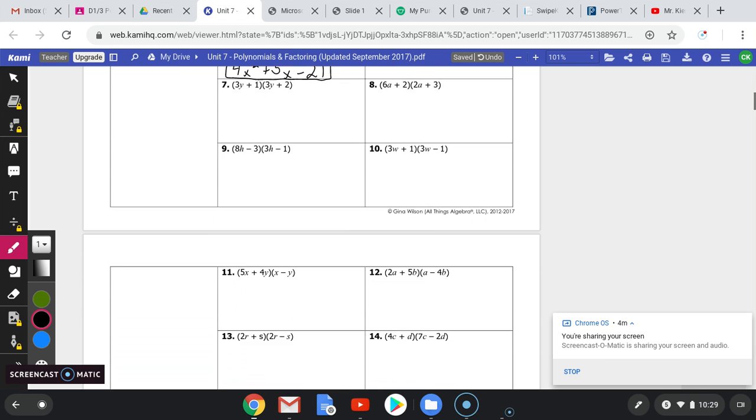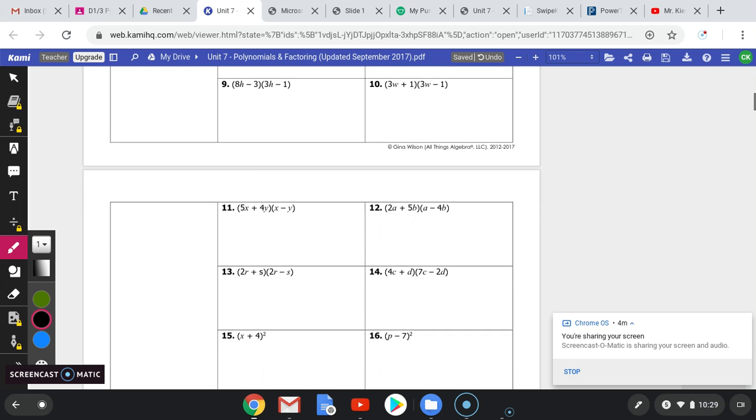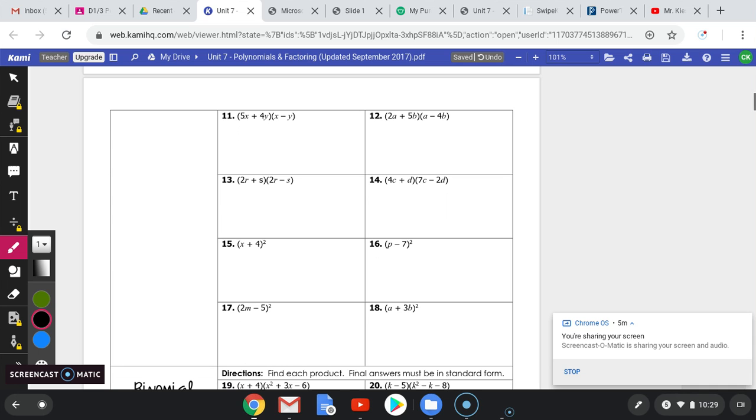All right, let's look at something like number 11 here. It's still a binomial multiplied by a binomial. So I'm just going to do 5x times x, 5x squared. 5x times negative y is negative 5xy. I can't multiply the x and y; it's not going to become x squared or anything like that. It's just xy. 4y times x, 4xy. 4y times negative y is negative 4y squared. Now I'm just going to combine any like terms and simplify. So negative 5xy plus 4xy is negative xy. And that's it. Nothing else can combine there.